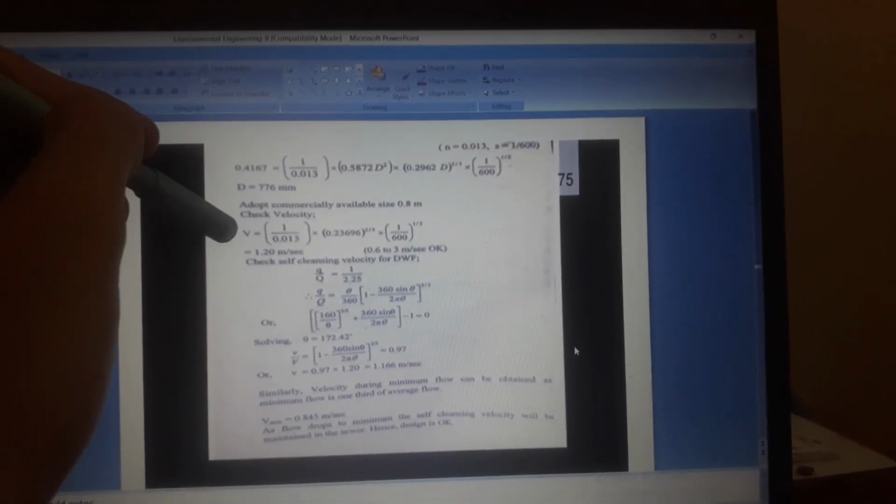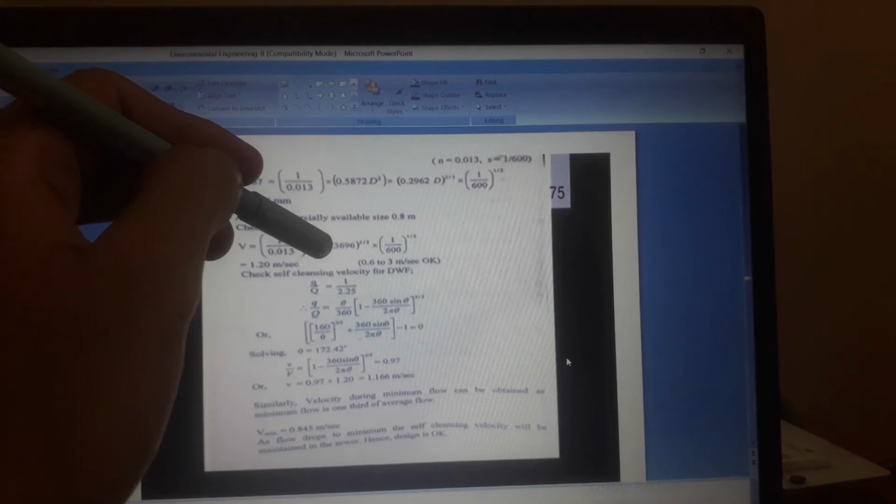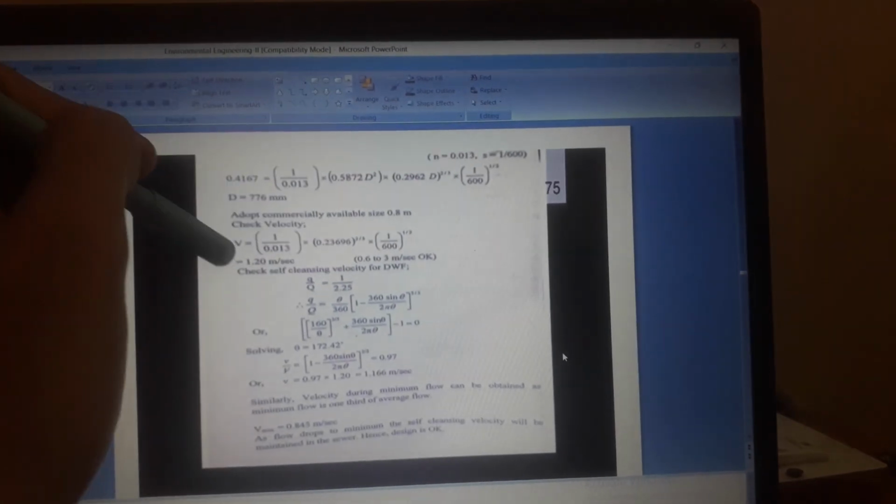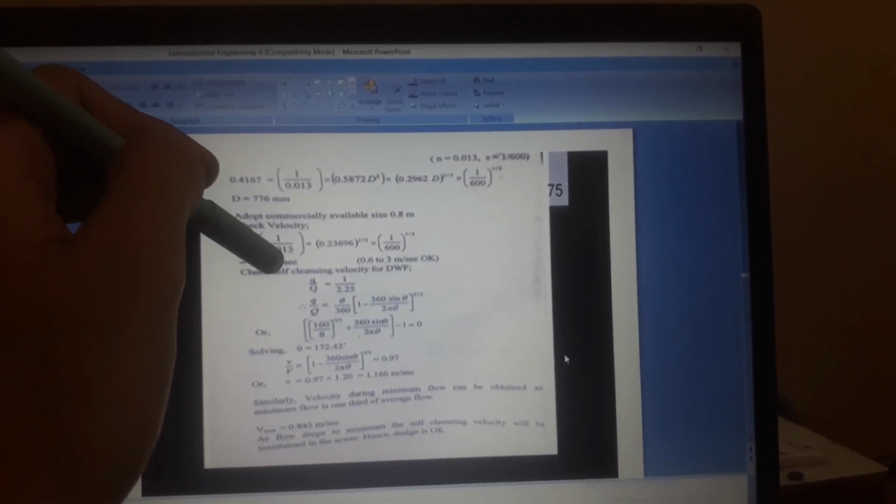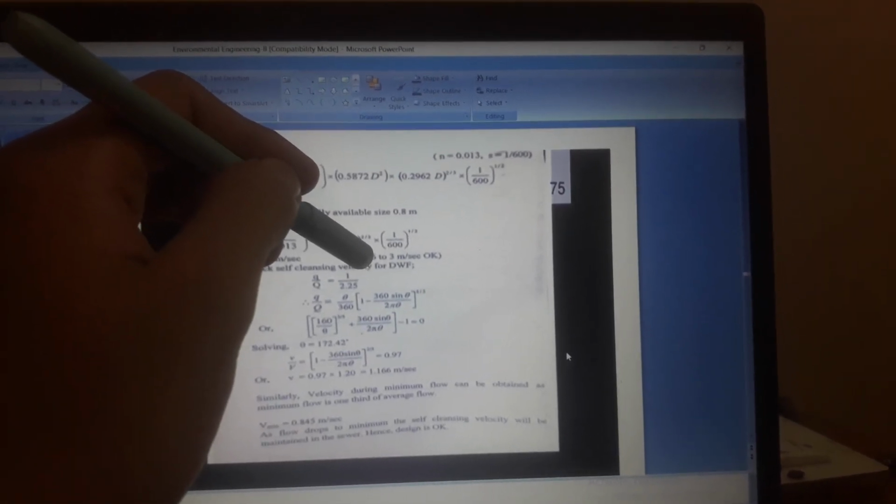Check velocity. V is equal to 1 by 0.013 into 0.23696 whole raised to 2 by 3 into 1 by 600 whole raised to 1 by 2 is equal to 1.20 meter per second. 0.6 to 3 meter per second, hence okay.